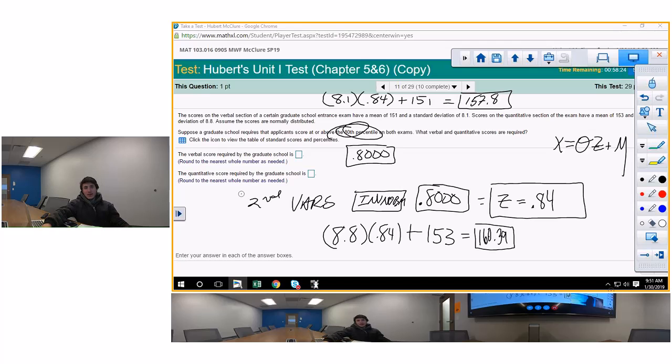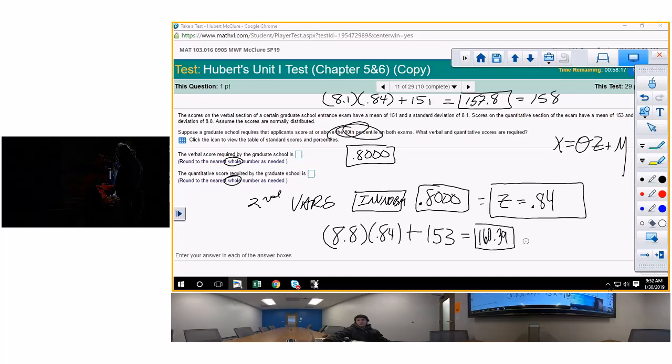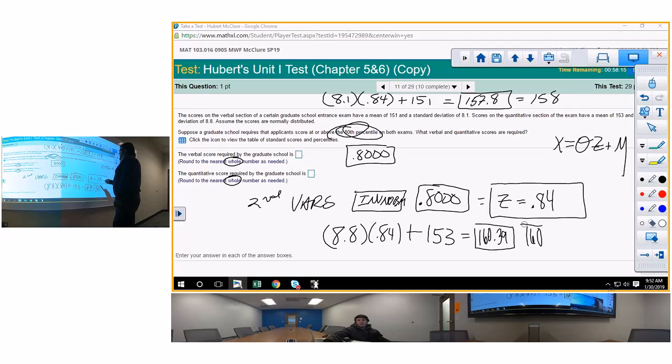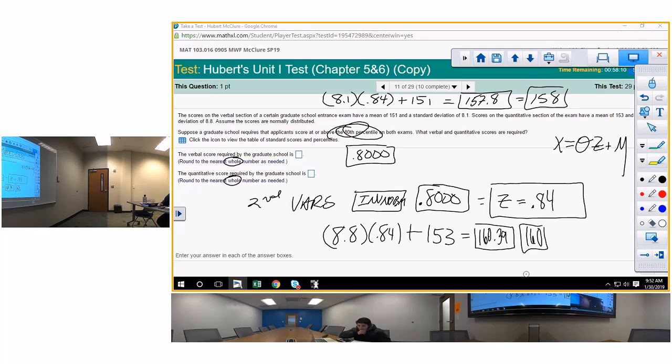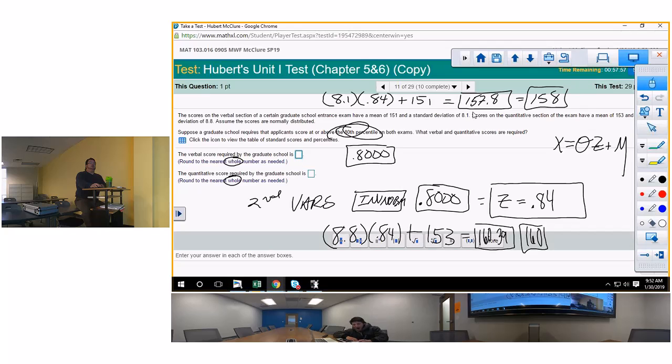What does this say? Round to the nearest what? So what's this one round to? And what is this one round to? 160. So your answer is 158 and 160. So if you score above a 158 and a 160, then you can go to this school, whatever it is. σz plus μ. So you got one inverse norm and you got one z-score. That'd be 158 and 160.